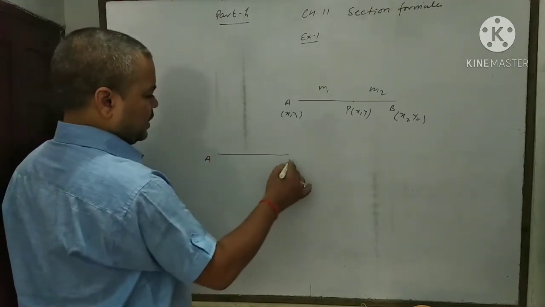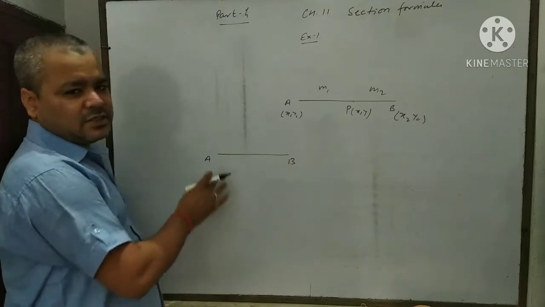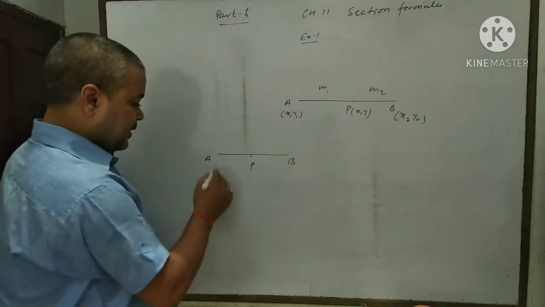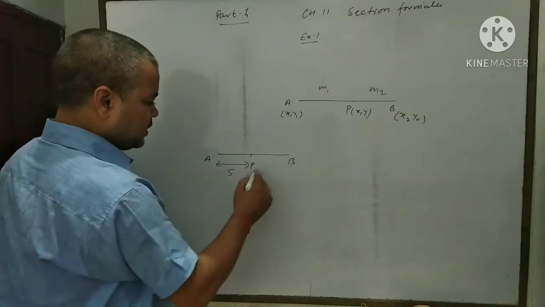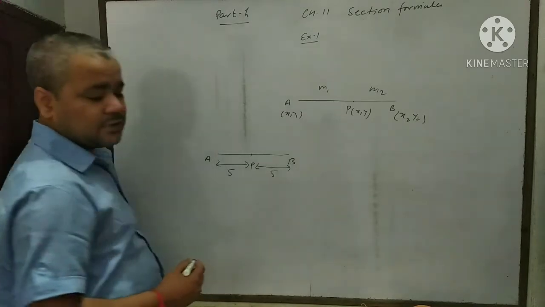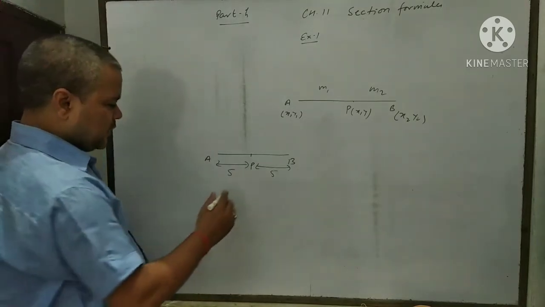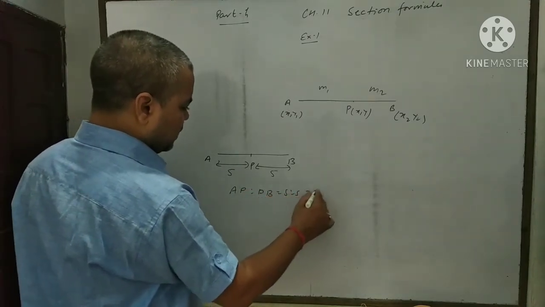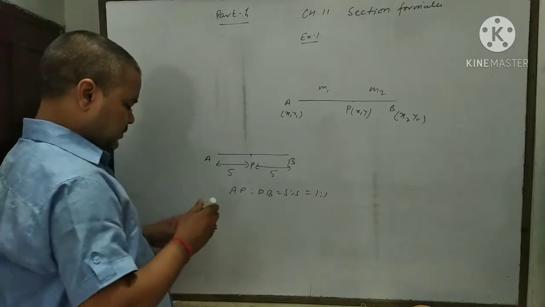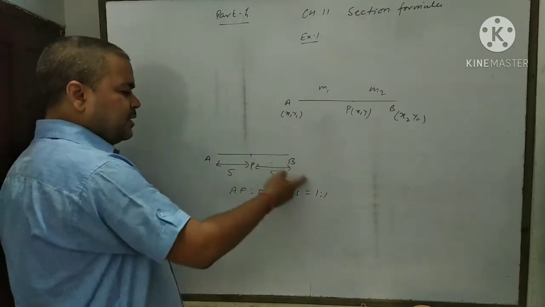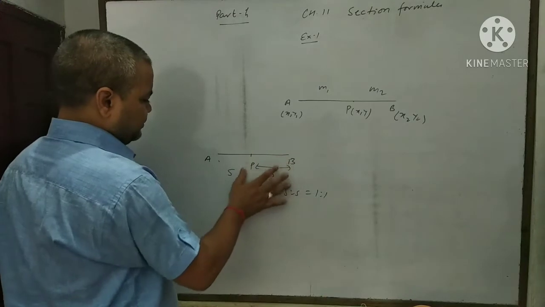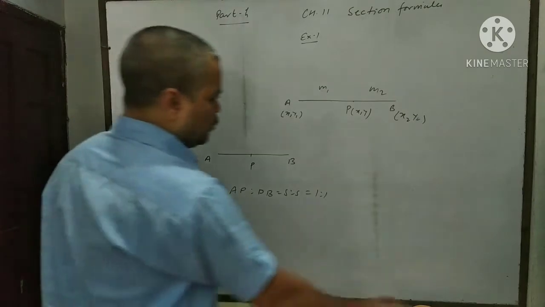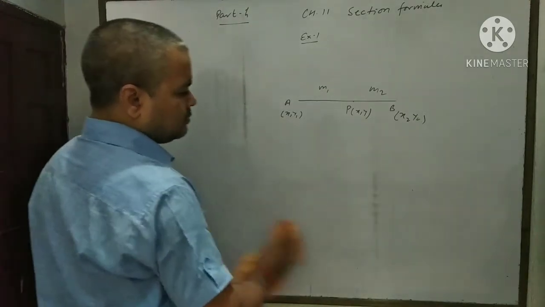Now, I give one example to you. The line segment AB is 10 centimeter. Now, if the point P divides it such that AP is equal to 5 centimeter and PB is also equal to 5 centimeter, in that case we can say that AP is to PB is equal to 5 is to 5, or 1 is to 1. It means point P is the midpoint of line segment AB. Here we are going to find the coordinate of the midpoint.